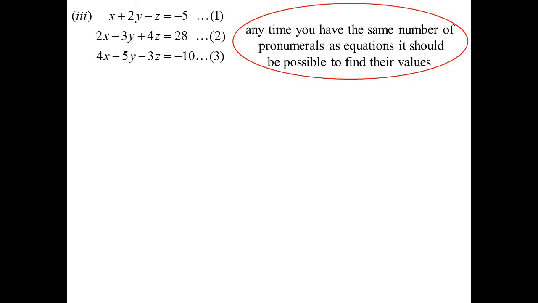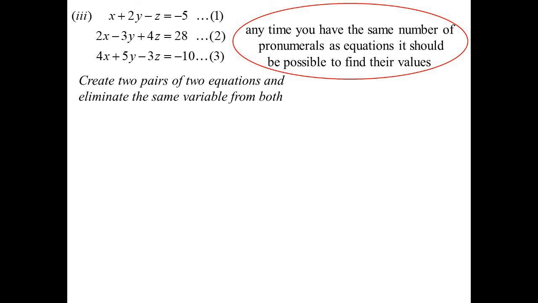Well, there's no reason why we should have to be stuck with 2. Anytime you've got the same number of pronumerals as you do equations, assuming one of the equations is not just a multiple of another, theoretically you should be able to find all the pronumerals. So I've got 3 equations, 3 pronumerals. Which one did I delete? Well, I'm going to create 2 new equations. I'm going to eliminate the same pronumeral from both equations.